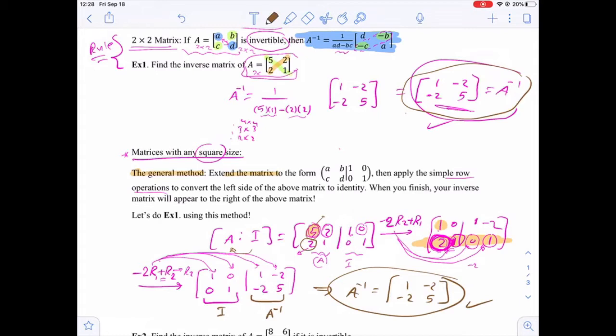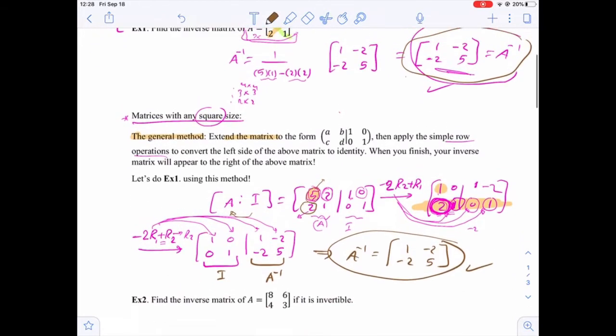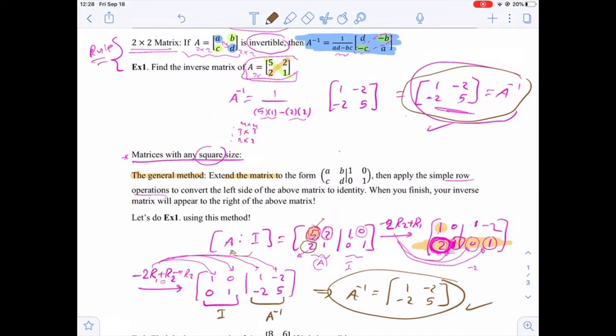Or if you don't want to go through this process, you don't want to multiply by some element, you can do it this way. You can multiply the first row by 1/5. So 1/5 times 5, 2, 2, 1, 1, 0, 0, 1. When we multiply by 1/5, this becomes 1, and this becomes 2/5, and this becomes 1/5, and this stays 0.